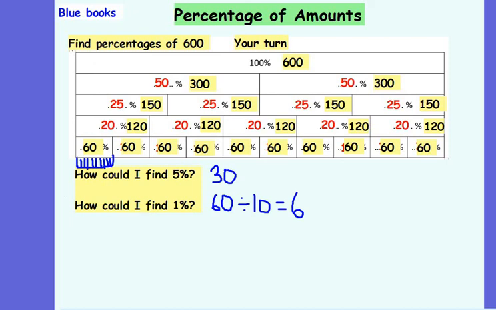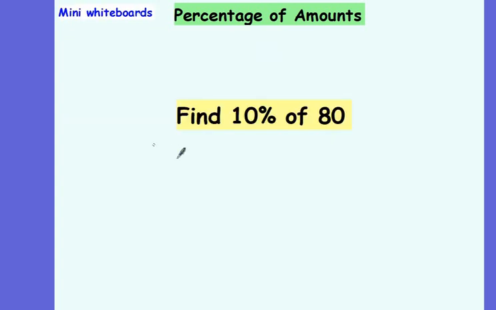Okay, Year 7, light blue books now, or mini whiteboards if you have them. Please find for me 10% of 80. Pause the video, work it out now. Let's go through it. To find 10%, I need to divide it by 10. 80 divided by 10 gives me 8.